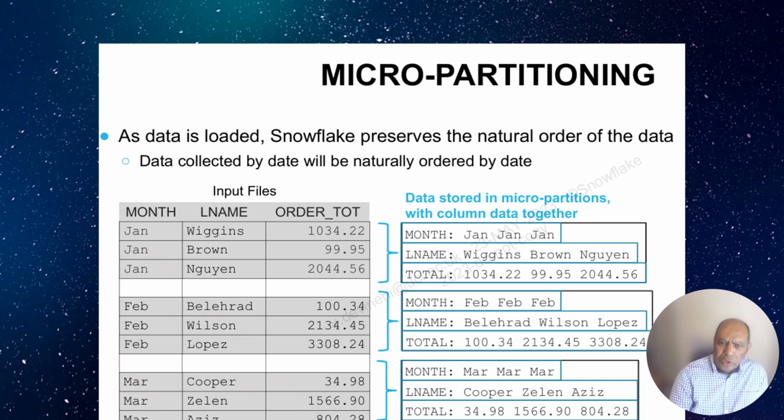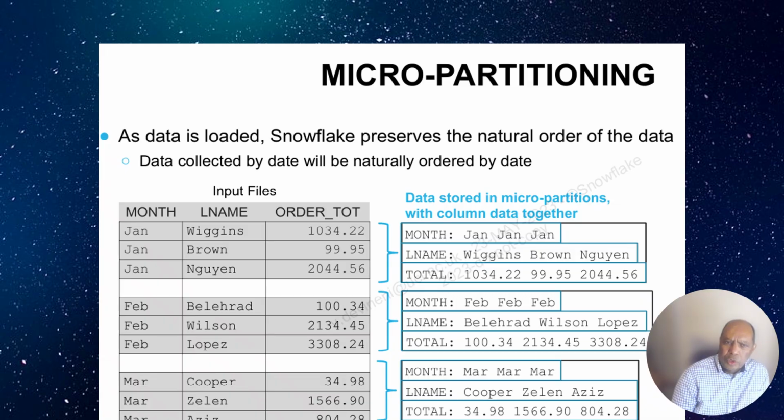Column data is stored together. Inside each micro-partition, Snowflake stores data in a hybrid columnar format. That means all the values for each column are stored together. So for the January micro-partition, you will see all the month values grouped, then all the last names, then all the order totals.